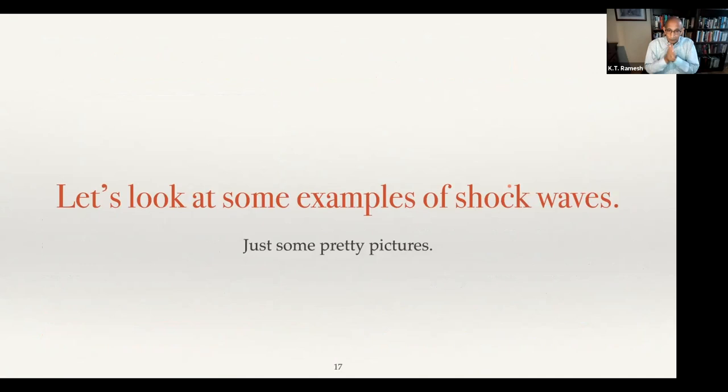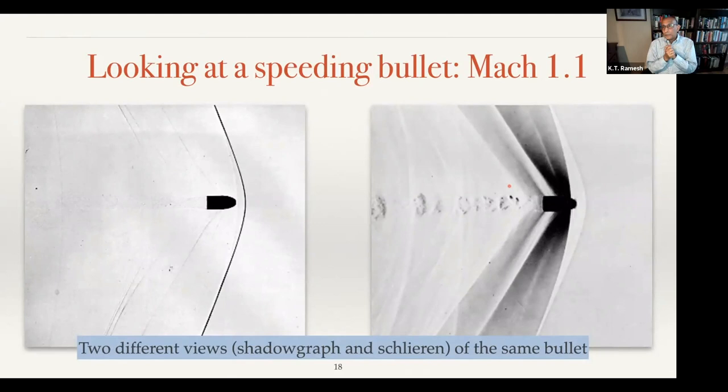So let's look at some examples. I'm going to spend the next few minutes with some pretty pictures. First, a speeding bullet. I've got a bullet moving at Mach 1.1. The way you define the Mach number is to take the speed of the bullet and divide it by the speed of sound in the air. The speed of sound in air is something like 330 meters per second. If you're moving faster than the speed of sound, the number is bigger than one. The pictures on the left and right, by the way, show the same bullet at the same time, taken using two different techniques.